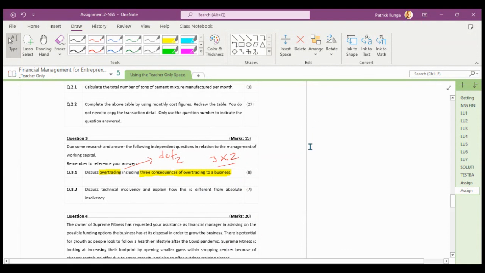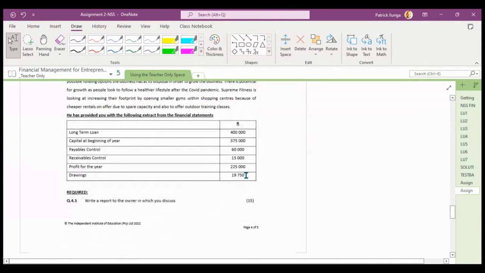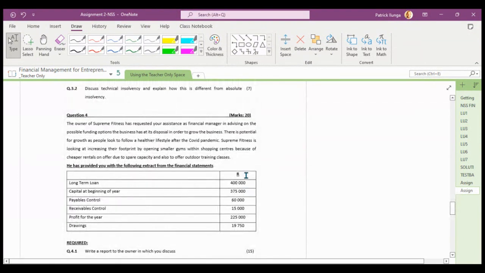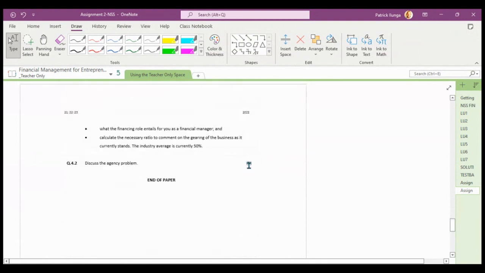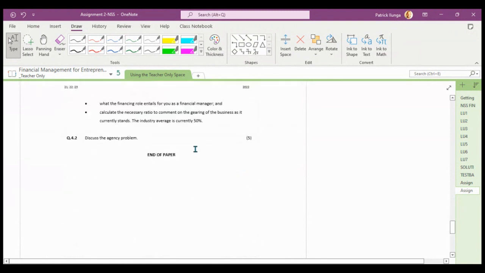Question 4 is worth 20 marks. Question 4.1, the first subsection, is 15 marks and the second subsection is 5 marks. Again, you are just discussing the agency problem. So remember to give me 5 clear statements that discuss the agency problem.